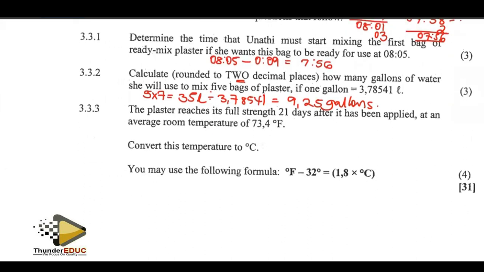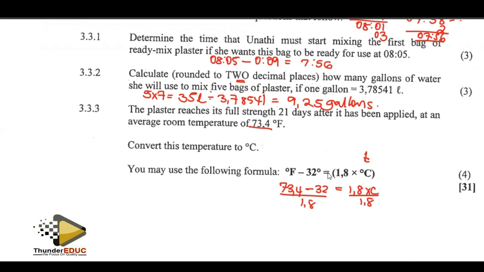Okay, there we go. This one needs 4 marks. I was wondering why, but you look at the formula, it's a little bit incomplete. You need to see the subject. Substitute. You already have the F as 73.74. Substitute, you get 73.74 minus 32 equals 1.8 times C. Because you want the C, divide through by 1.8 on both sides.